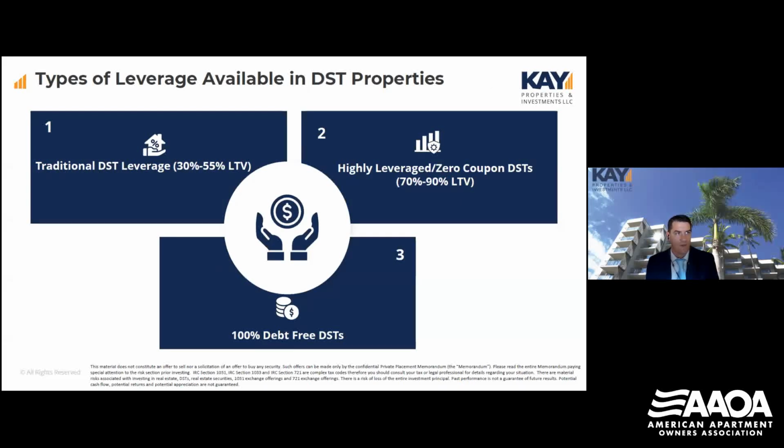So the types of leverage available in DST properties. There are traditional DST leverage. This is usually going to be in the 30 to 55% loan to value. And different times, different lending standards and requirements. You'll see them grouped, usually a little bit more closely. Then we have more highly leveraged zero coupon DSTs, which we'll get into, but in short, they're very highly leveraged, usually in the 70 to 90% loan to value range. And then we have a third category, which is 100% debt-free DSTs, which is to say no mortgage on them.